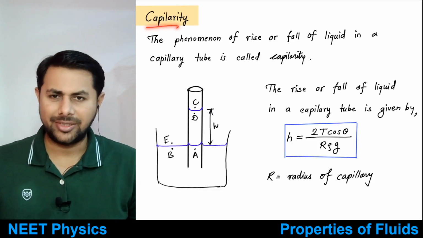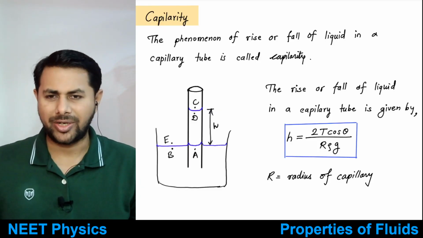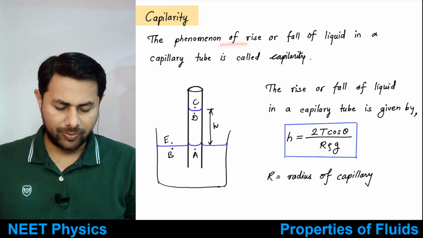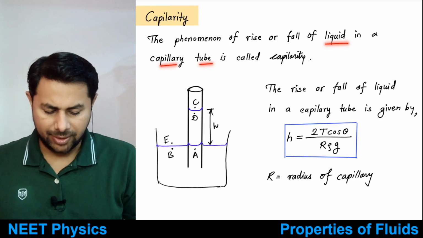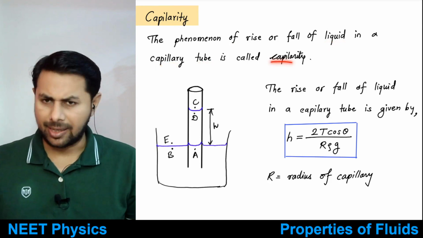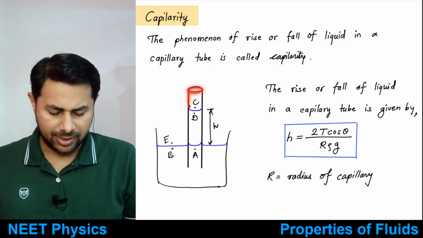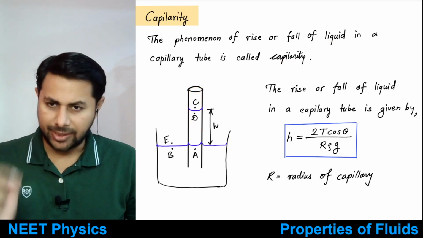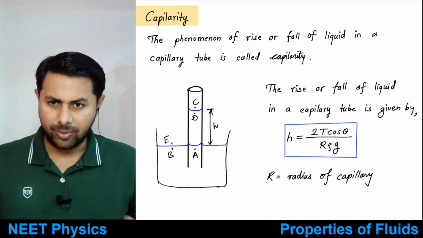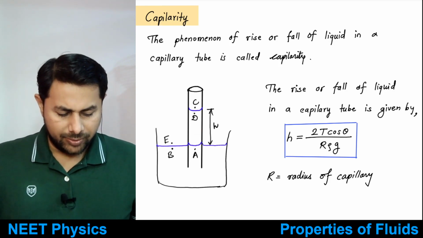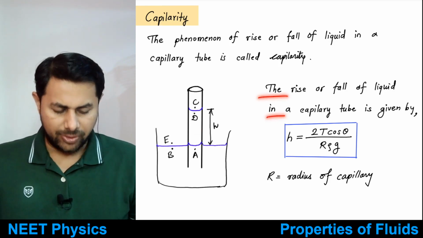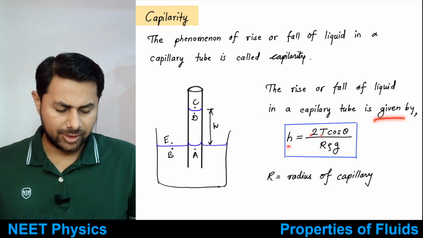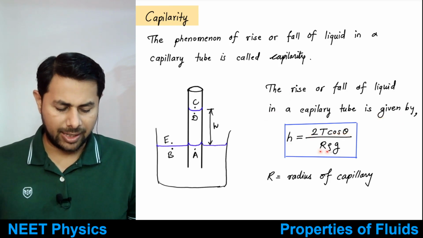So next, let's talk about capillarity. What is capillarity? The phenomenon of rise or fall of a liquid in a capillary tube is called capillarity. This is the capillary tube, and it has a very small radius, of the order of a few mm. The formula for this rise or fall of the liquid is H equals 2 T cos theta divided by R rho g.